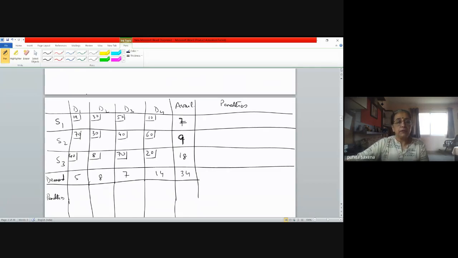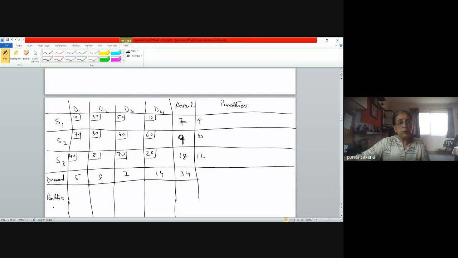Okay, now let's see the first row. What is the smallest cost? 10. What is the next smallest cost? 19. So the difference between 19 and 10 is how many units? 9. So it becomes the first penalty here. Is this clear? Okay. Similarly, for the second, it's 30 and 40. So 40 minus 30 is 10, right? Then for the third, it's 20 and 8, which is 12.